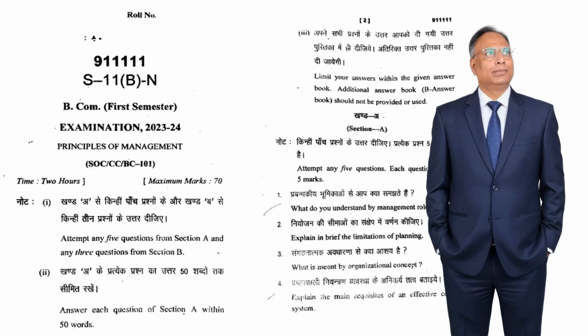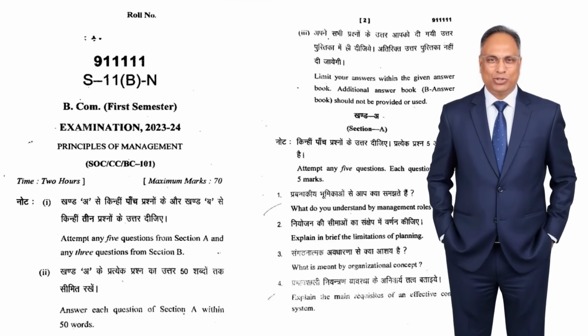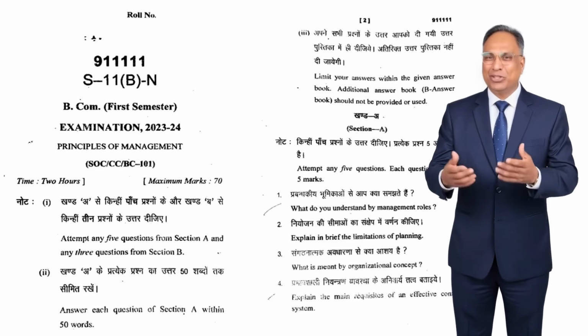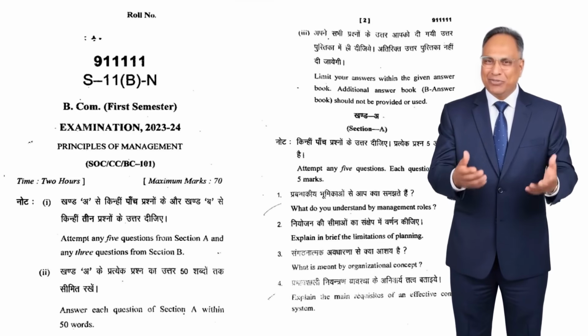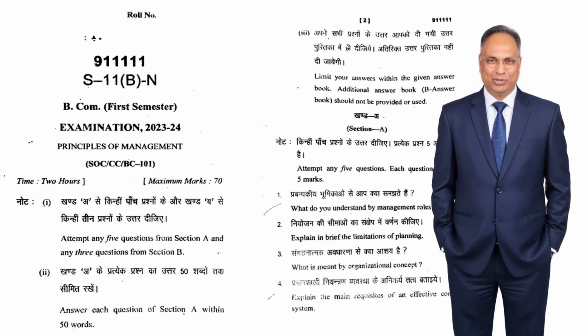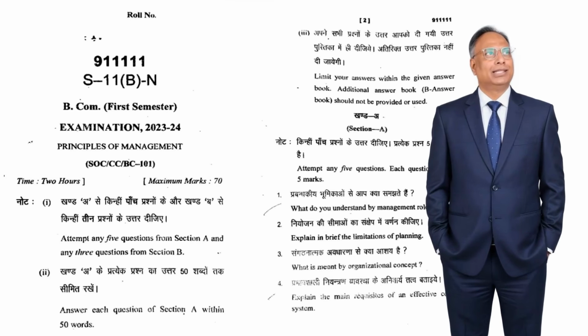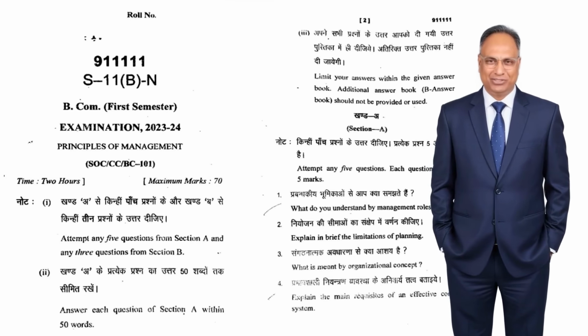Now it's the turn of the external exam. Here, the paper will be divided into 2 sections, A and B, and the total marks will be 70. Section A will have 7 short questions. Each question will carry 5 marks. You have to attempt any 5 out of these, which means a total of 25 marks. Answers should be within 300 words.